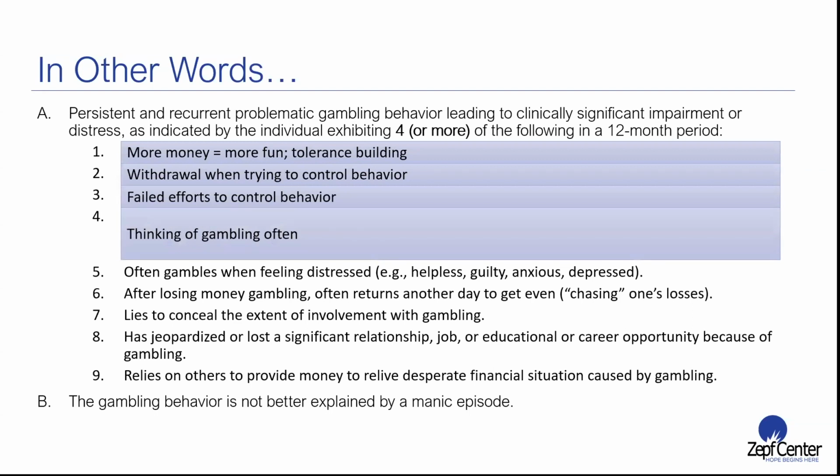Number 4, thinking about gambling often, whether this is planning your next bet, figuring out how to get money to play with, or thinking about gambling as a form of escape itself. Thinking about the fantasy of winning big and changing your life and having all of these things happen if you could just hit the lottery, how your life would improve.